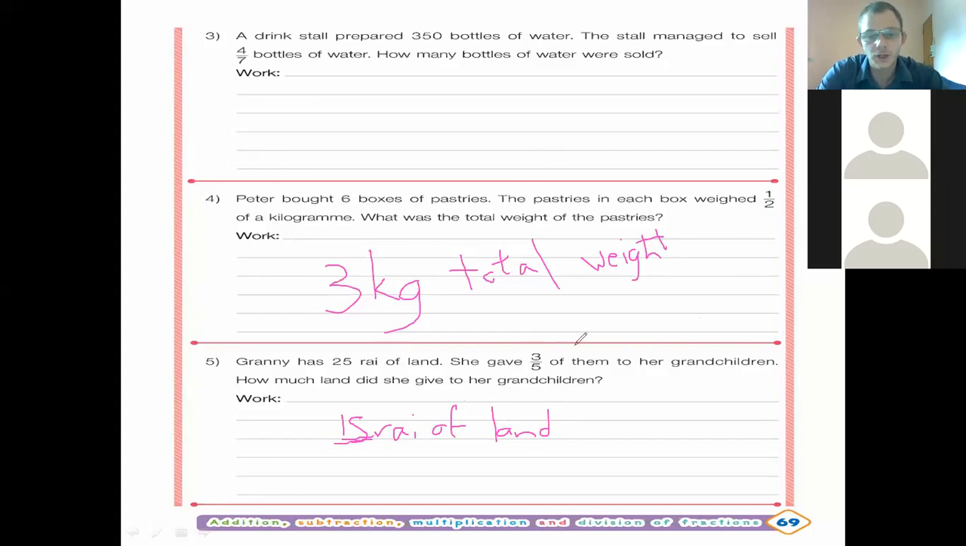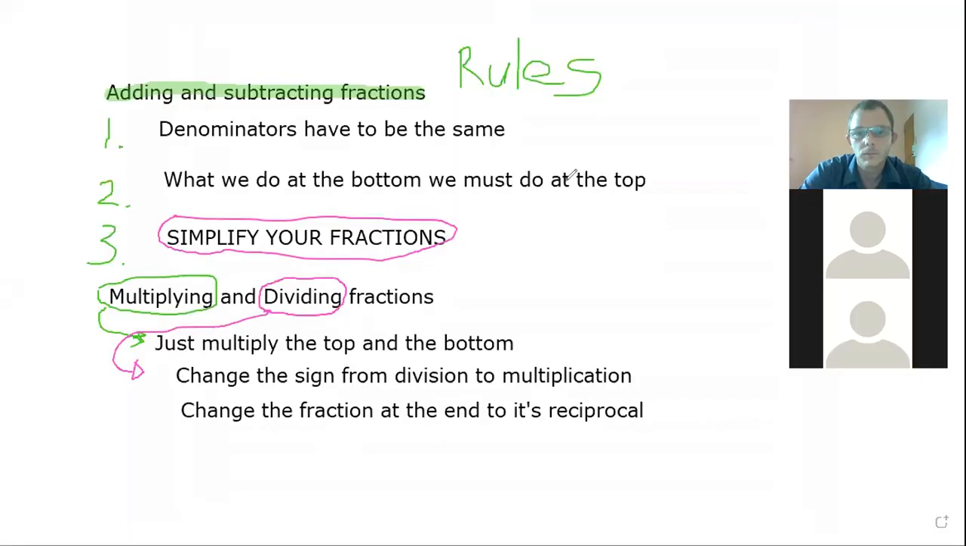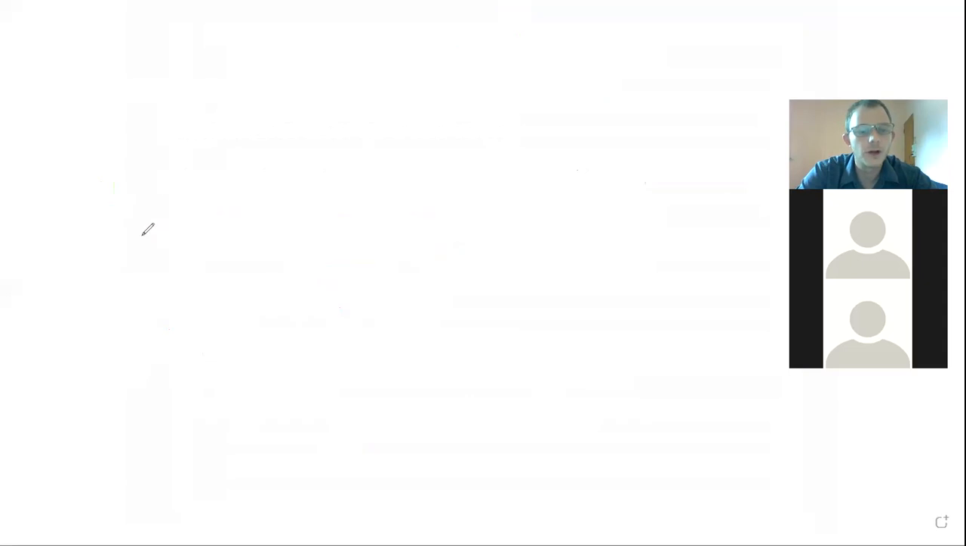This is also addition. The top one was also, this one was also addition. Sorry, multiplication. All of them were multiplication. Number 3, number 4, and number 5. All of them were multiplication. If you look at this simple form, this simple one.